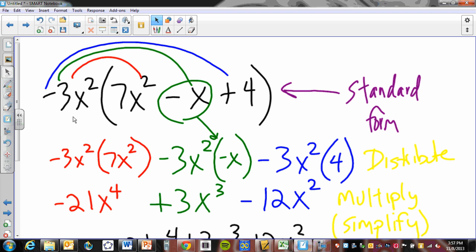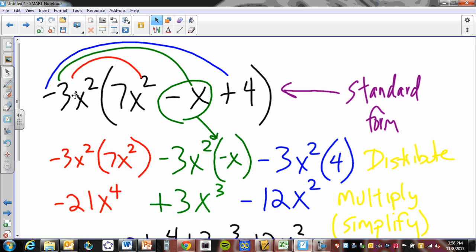Our first example, negative 3x squared, and then in parentheses, so multiplied by 7x squared minus x plus 4. Now make sure you have this in standard form. It will help. Most of them, I believe, are, but if they aren't, make sure you put them in exponent order, 2, 1, 0.